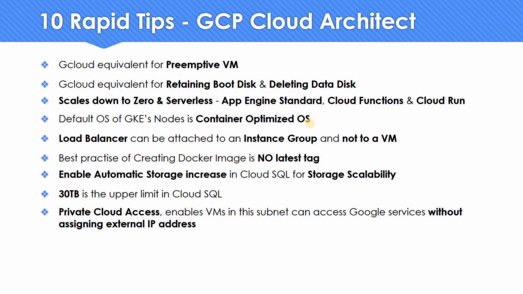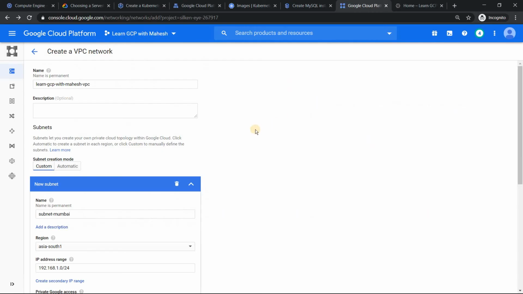So that you can communicate with Google services using internal IP addresses. And if it's an internal IP address, it's going to be more secure also, rather than taking the external IP address route. So I'm in my VPC creation page.